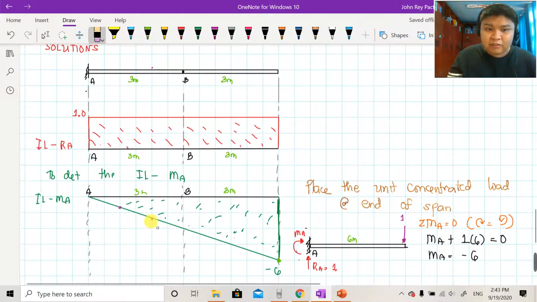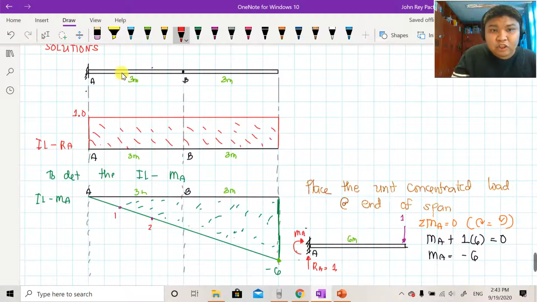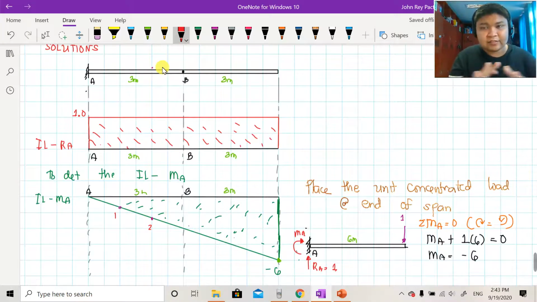Hindi ito class, baka yung iba, lagyan ko to ng 1, lagyan ko to ng 2. Baka isipin nyo, ito yung moment dito sa point natin na 1 meter from A, tapos ito yung moment 1 meter from B. No, that is incorrect interpretation of the influence line.